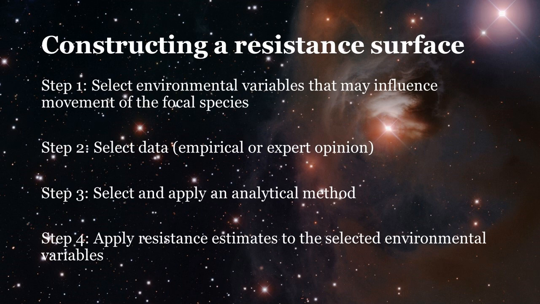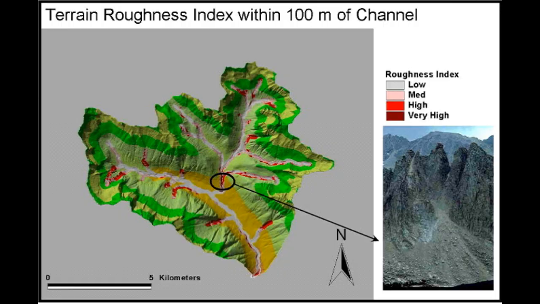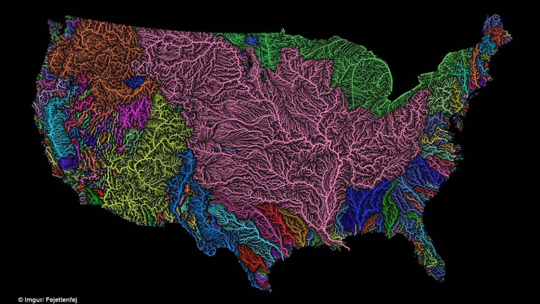Let's illustrate this with an example. In a recent study, researchers in Southern California examined how habitat connectivity and host relatedness influence the spread of feline immunodeficiency virus in bobcats. Environmental variables included topographic roughness, vegetation density, streams, urbanization, and roads.